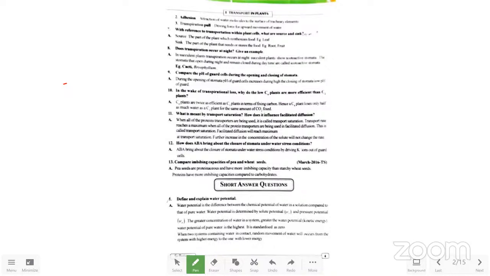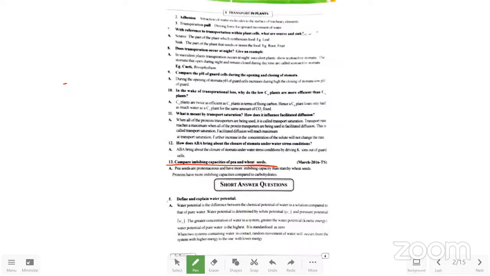Compare imbibing capacities of pea seeds and the wheat seeds. Imbibing capacity means when the seeds are dry, they absorb water and become swollen up. That is called imbibition. Dry seeds when we soak, just like the groundnut seeds, even the chana seeds. Like that, pea seeds and the wheat seeds.